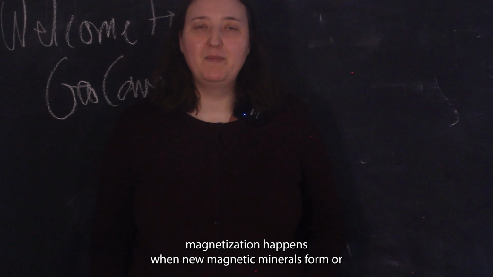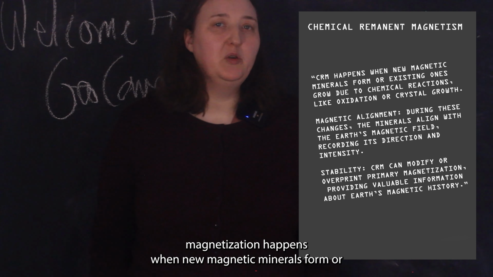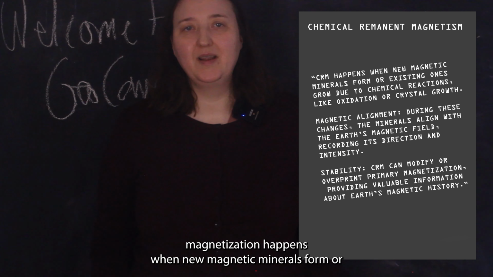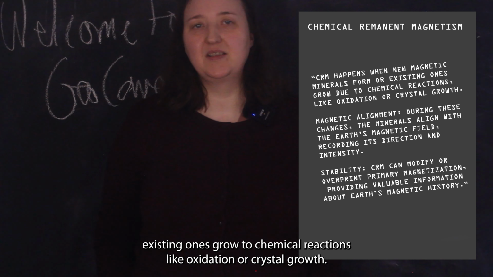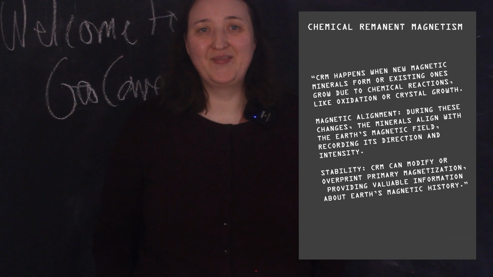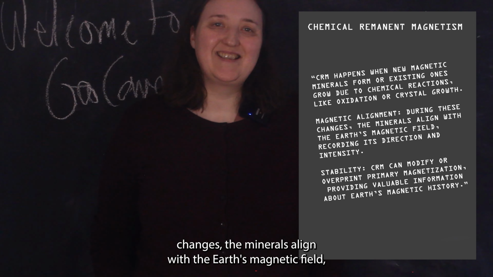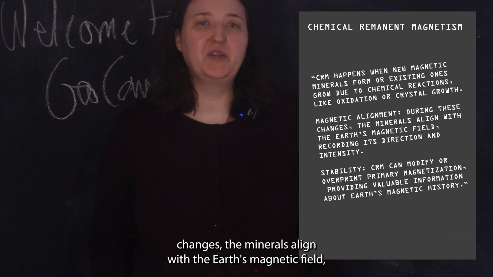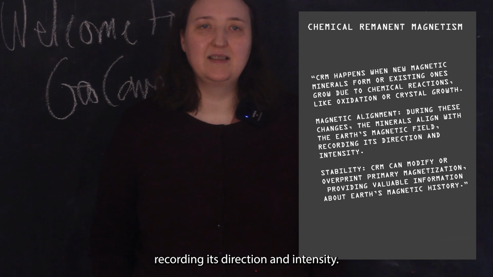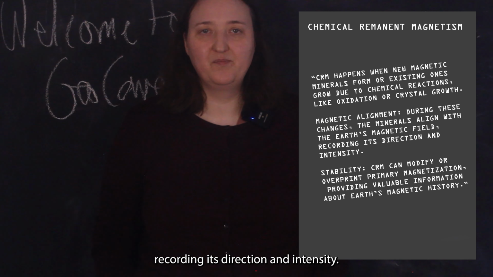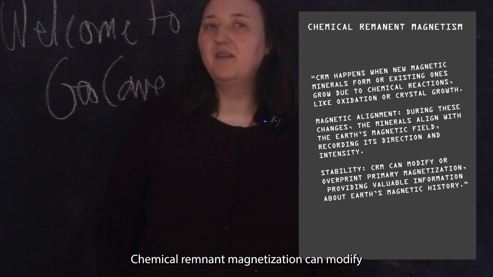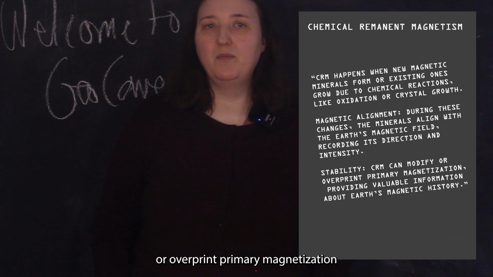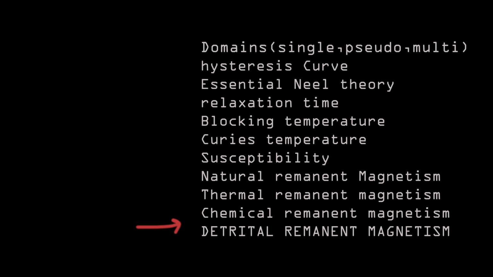Chemical remanent magnetization happens when new magnetic minerals form or existing ones grow due to chemical reactions like oxidation or crystal growth. During these changes, the minerals align with the Earth's magnetic field, recording its direction and intensity. Chemical remanent magnetization can modify or overprint primary magnetization.